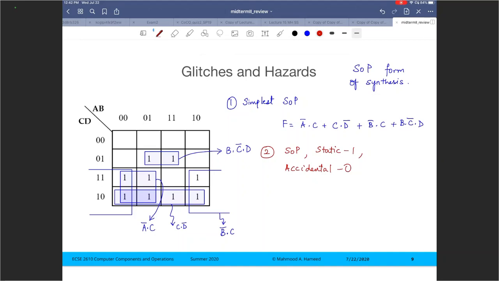So in step number 3, I will try to fix this. In step number 3, let us write what that hazard is, right? So I want to explicitly write when that glitch occurs. And as you can see, the glitch occurs here.